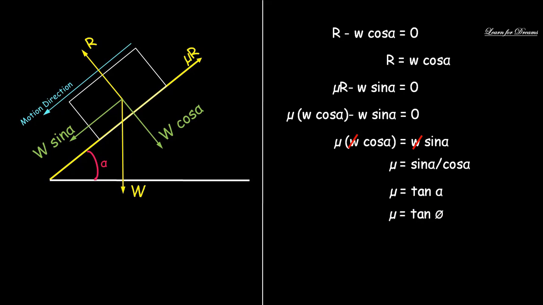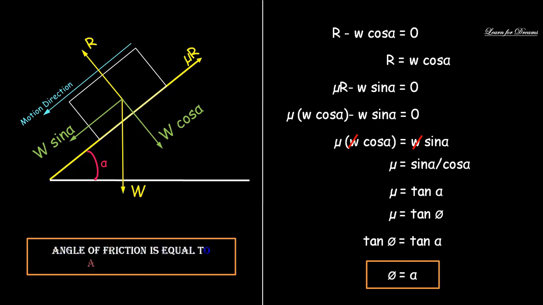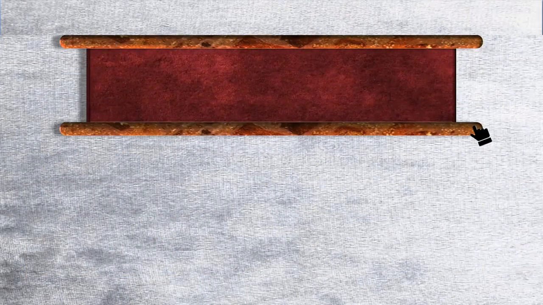Also, we know that mu is equal to tan phi. That is, tan phi is equal to tan alpha. Right? So, we got alpha is equal to phi. It means angle of friction is equal to angle of repose. So this was all about friction and some concepts related to it.